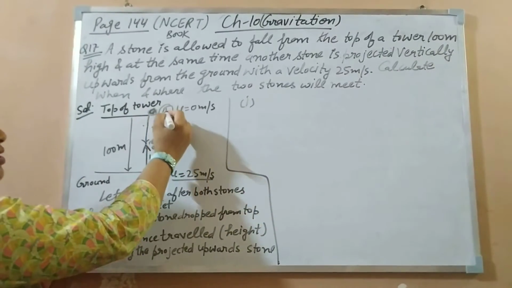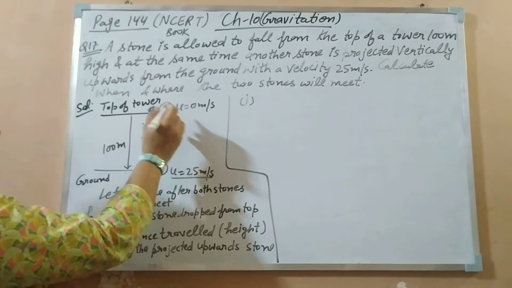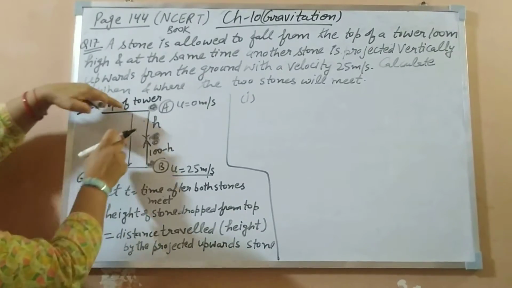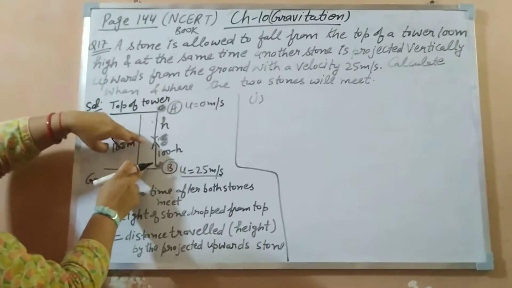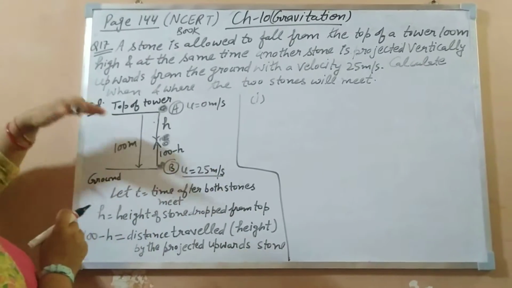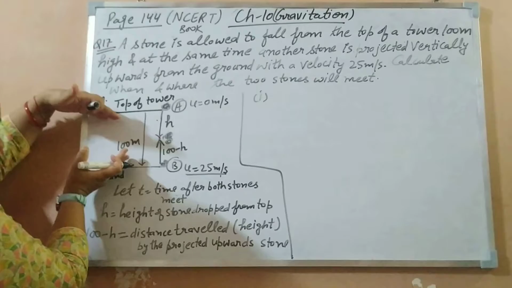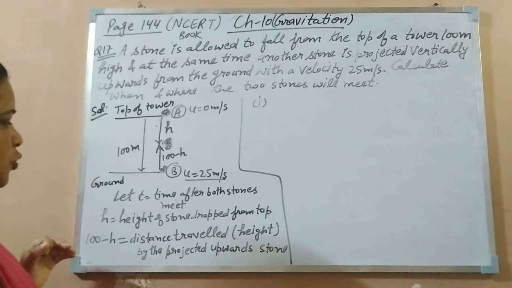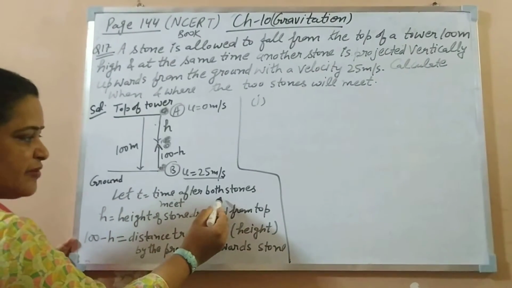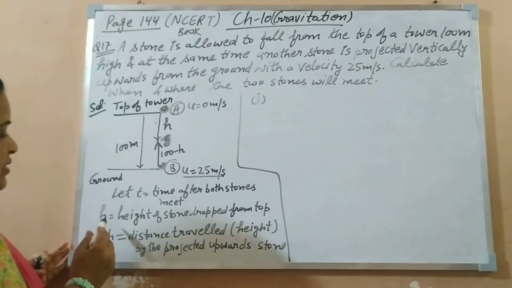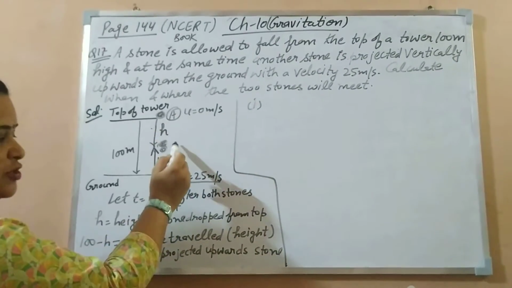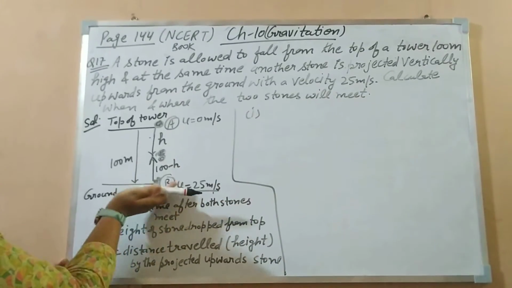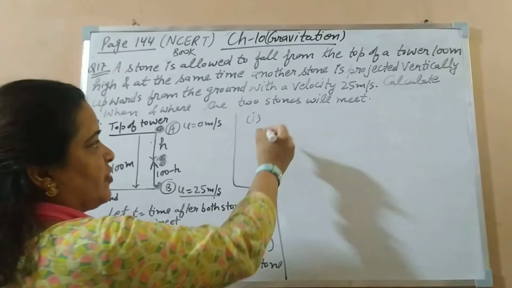Let us assume that h is the height covered by stone A from the top. So how much distance remains? The total is 100 and h is covered by stone A, so the distance covered by the other stone is 100 minus h. Out of the total, you have covered this much distance, and the other is remaining for the second stone. Let t be the time after which both stones will meet. 100 minus h is the height travelled by the stone projected upward. So which equation will we use here?